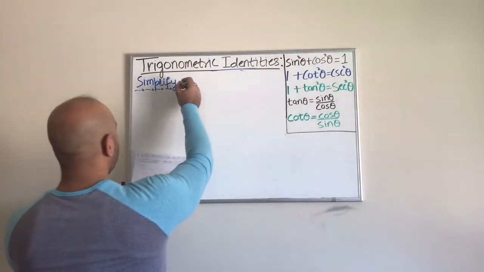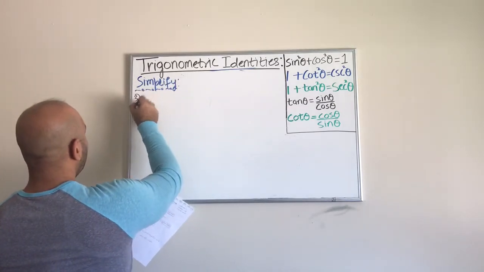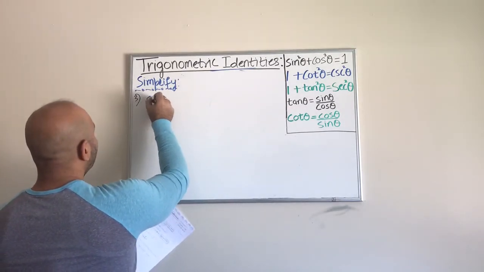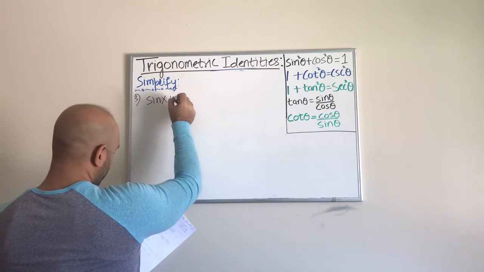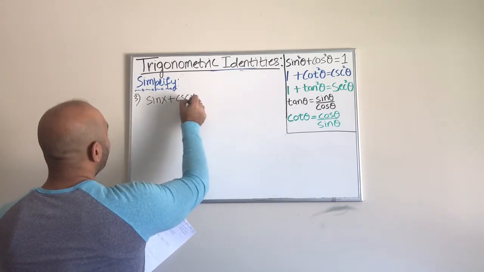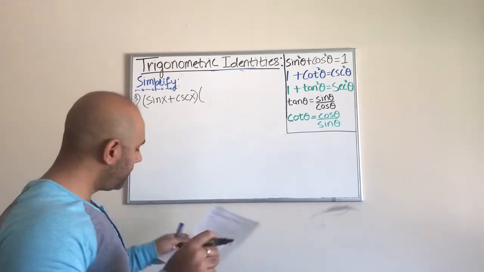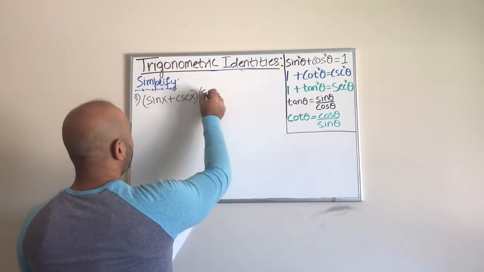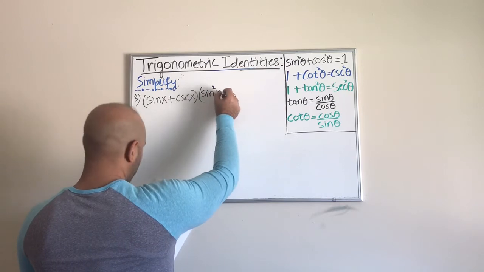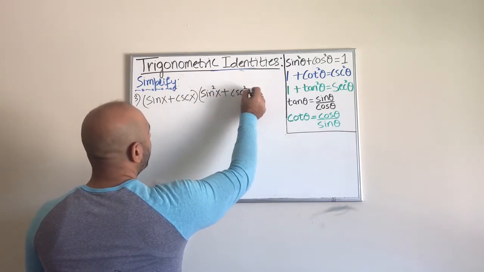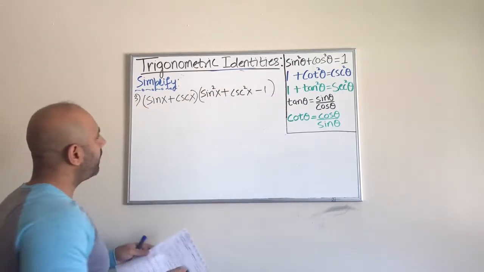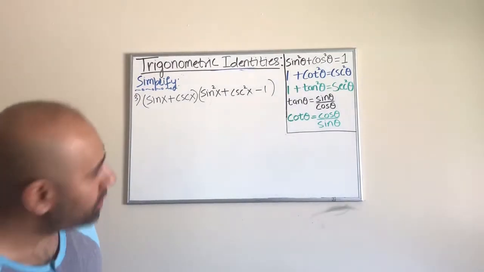So I have a trig function which looks like this. This is my example 3. I have sine x plus cosecant x. We already know that the sine and cosecant are the reciprocals of each other. And then we have sine square x plus cosecant square x minus 1. Okay. Guys, we want to simplify this.